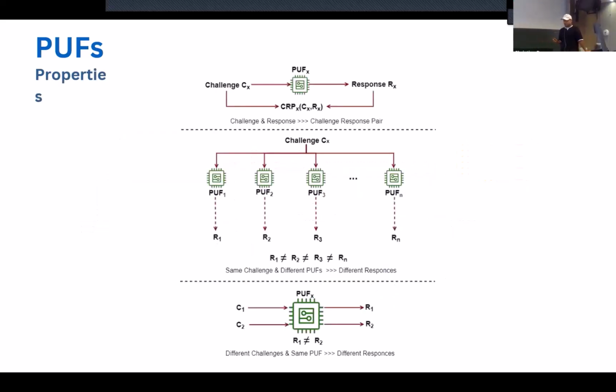There should be some properties between the challenge and response pair that make PUF usable in cryptographic schemes. If you provide the same challenge again, it should give the same response again, no matter what the environmental condition is. If we apply the same challenge to different PUFs, it should give different responses. And if you apply two different challenges, it should give two different responses for the same PUF so that it can be uniquely identified.